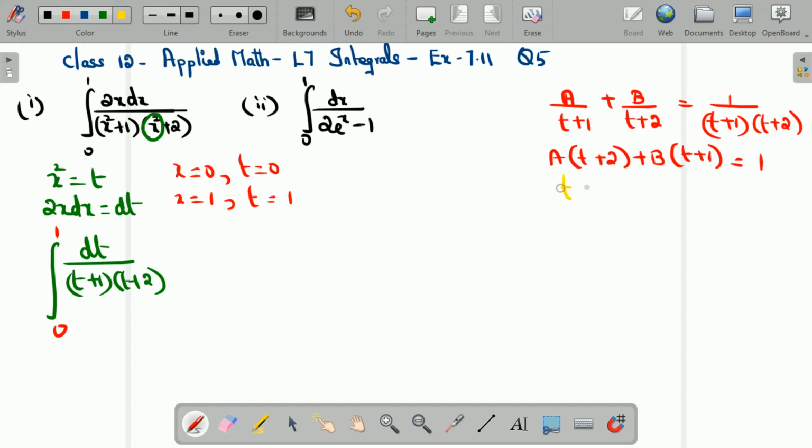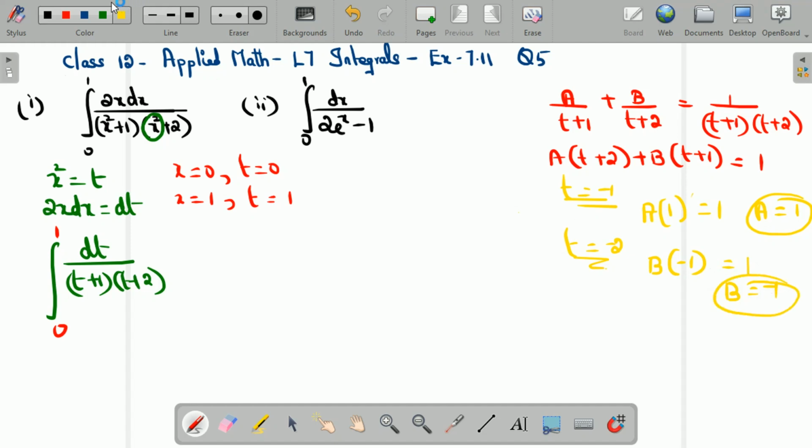So let's put t is equal to minus 1. So this means b will vanish. A into t is minus 1 plus 2 is going to be plus 1 is equal to 1, which means a is equal to 1. So let's put t is equal to minus 2. This time it is going to be a that's vanishing. So b into minus 2 plus 1 is minus 1 is equal to 1, which means b is equal to minus 1.